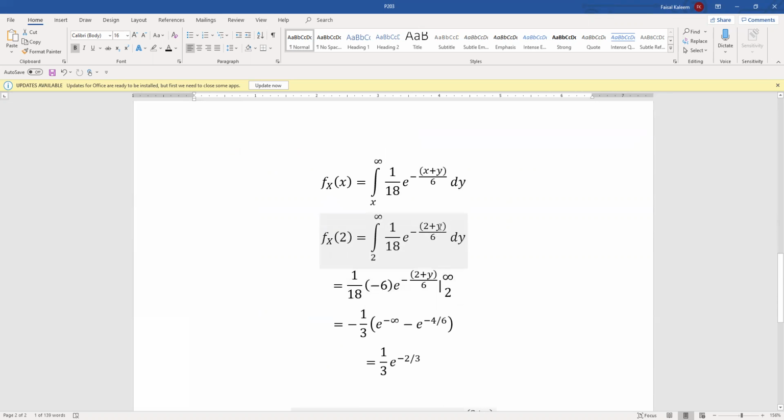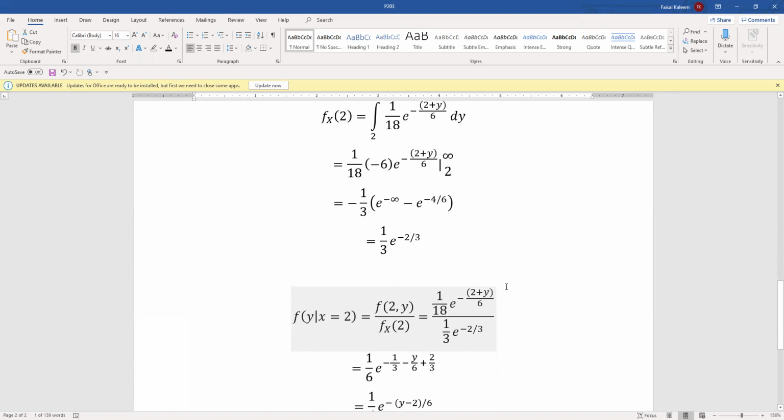And here, it's a linear exponential function, and the shortcut to integrate a linear exponential function is you just repeat the exponential function, and then you divide by the coefficient of the variable. So here the coefficient of the variable, if you open this up, would be negative 1 over 6. So you divide by negative 1 over 6, which is like multiplying by negative 6, and the exponential part stays as it is, from 2 to infinity. And then you substitute infinity, you get e to the negative infinity, and minus, when you substitute 2, that's e to the negative 4 over 6. E to the negative infinity we know is 0. And so that simplifies to 1/3 e to the negative 2/3.